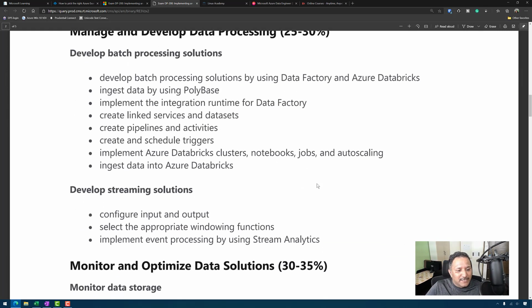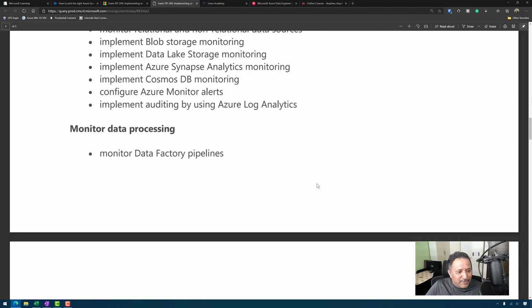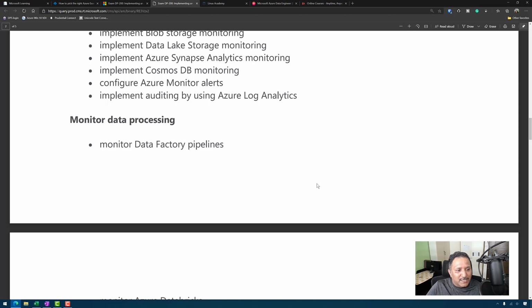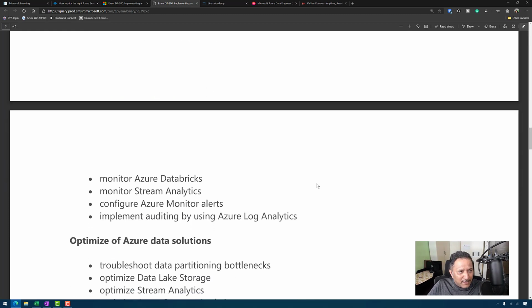And these are divided into the batch processing as well as streaming. So in my case, I'm very familiar with batch processing. I know the basic concept of streaming, but I haven't had any in-depth experience of implementing a streaming solution.